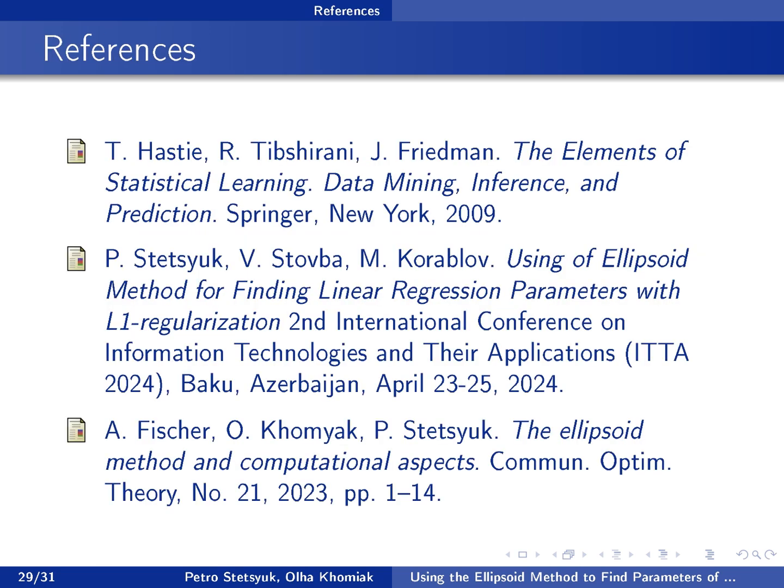This slide shows 3 references that go through conference proceedings. The first reference is the Elements of Machine Learning book, where you can find information on Lasso and ridge regression. The second reference is an article from the Information Technologies and their Applications Conference, at which Viktor Stovba gave a speech in Baku, Azerbaijan, in April of this year. This article considers only one regularization. The last reference is a 2023 paper titled The Ellipsoid Method and Computational Aspects. It was written in connection with the 85th anniversary of Naum Zuselevich Shor and is devoted to a review of various options of the ellipsoid method.